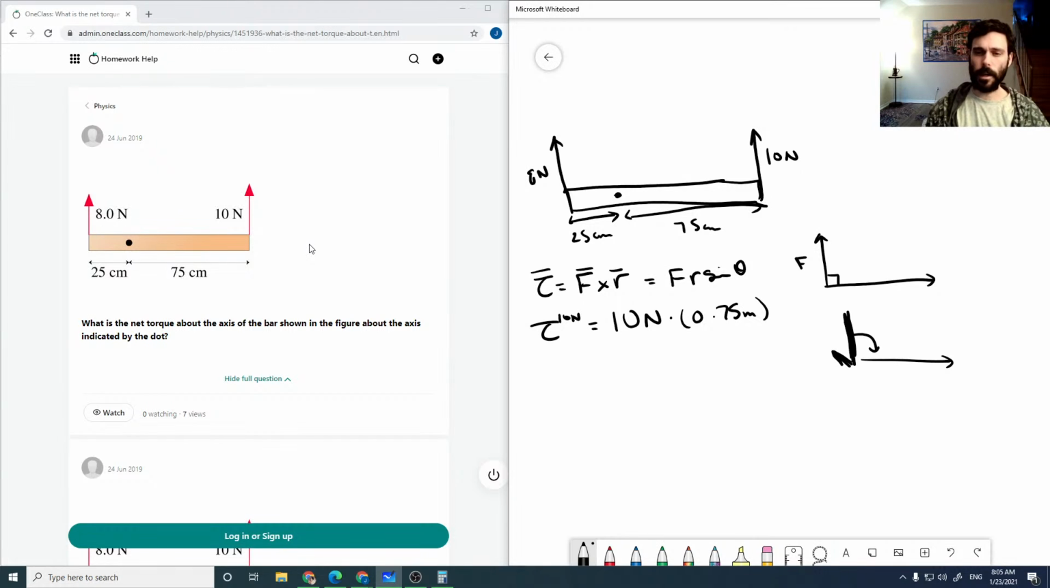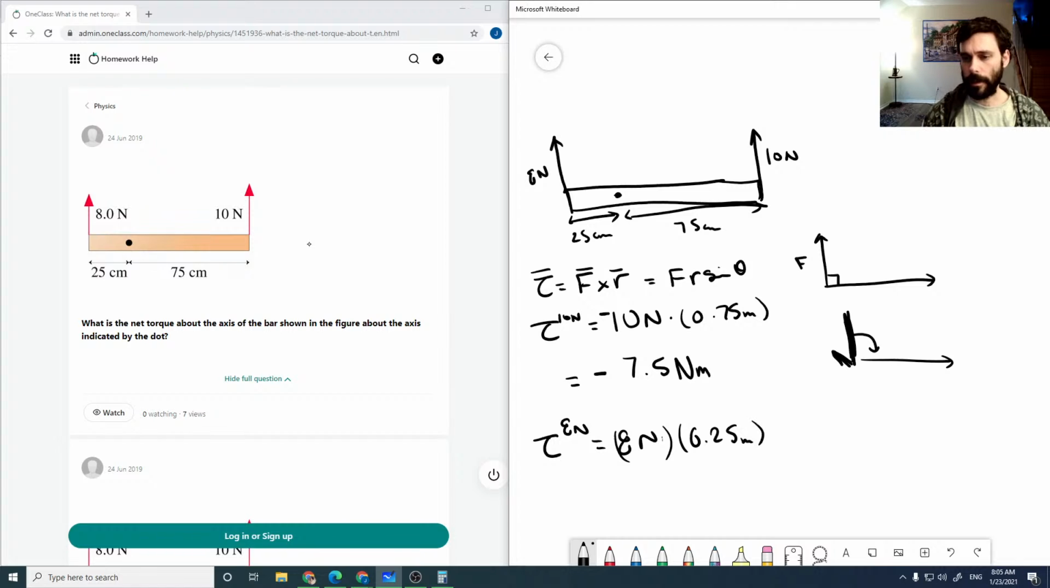So in this case, it's into the page, and so I will call this a negative torque. So this should be a negative, so this would be minus 7.5 Newton meters. So our torque from our 8 Newton force is 8 Newtons cross with our R, so times our 0.25 meters.